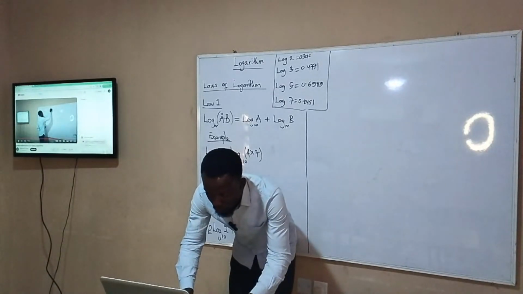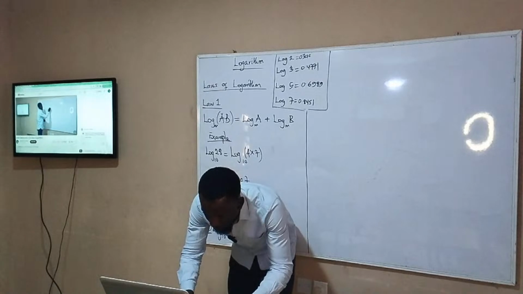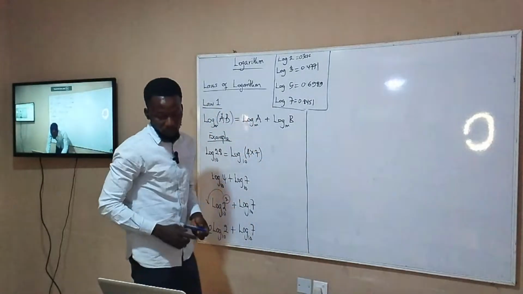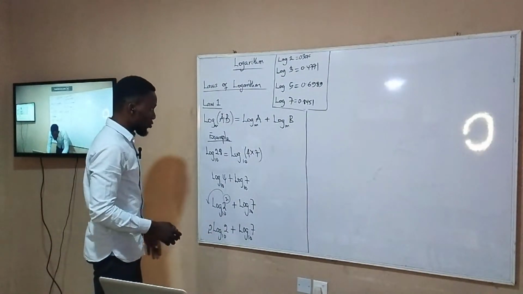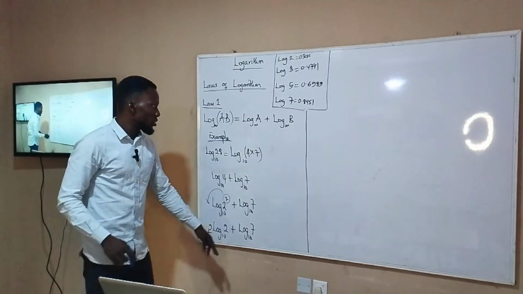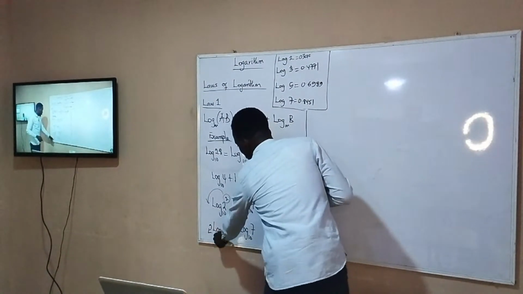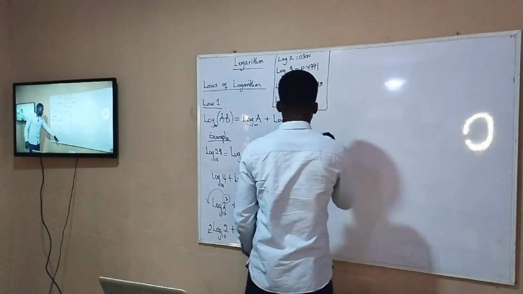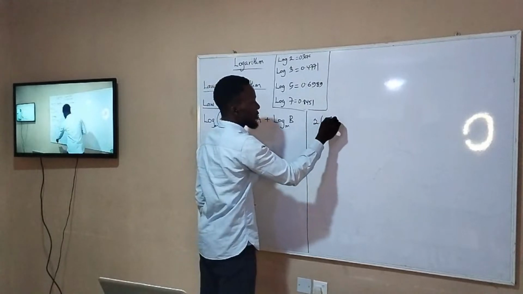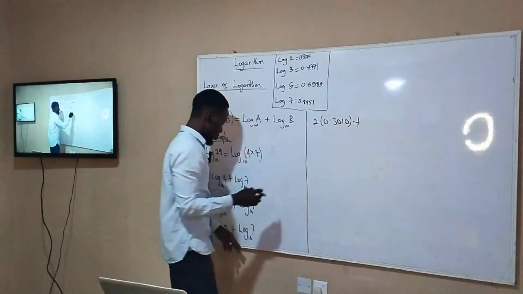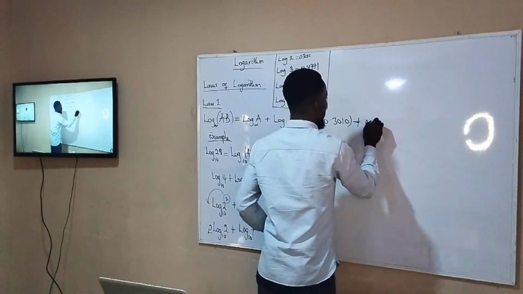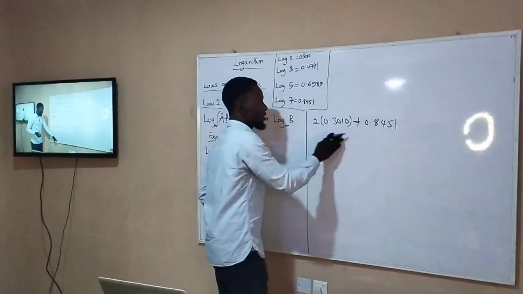So let's move to what we were doing. Once we get to this particular point, we are going to put the value of log 2 here, and the value of log 7 here. So you have 2 times log 2 base 10, right? We are going to write it as 2 times 0.3010 plus, right? Log 7 is 0.8451.